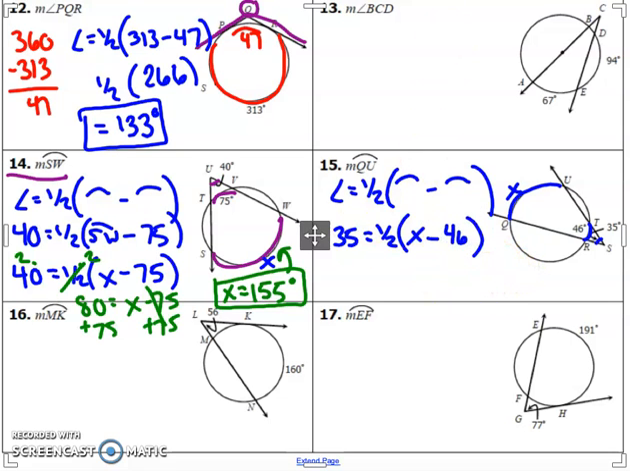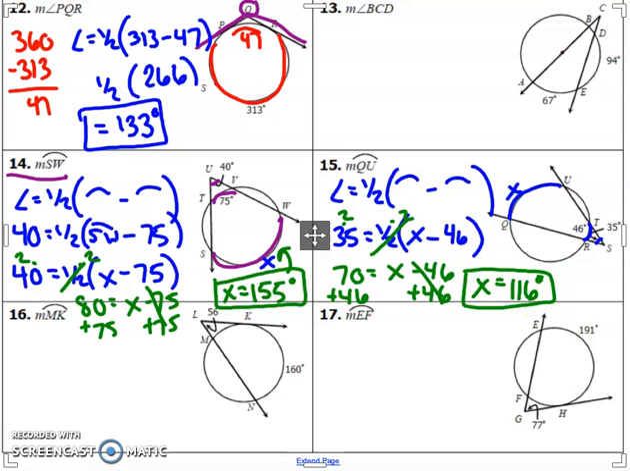Okay, so to solve this, again, multiply by 2 on both sides. That'll give you 70 is equal to x, take away 46, add 46 to both sides, and you would get 116. Okay, so notice this larger value has to come first in your equation because it's your larger intercepted arc, take away your smaller intercepted arc.